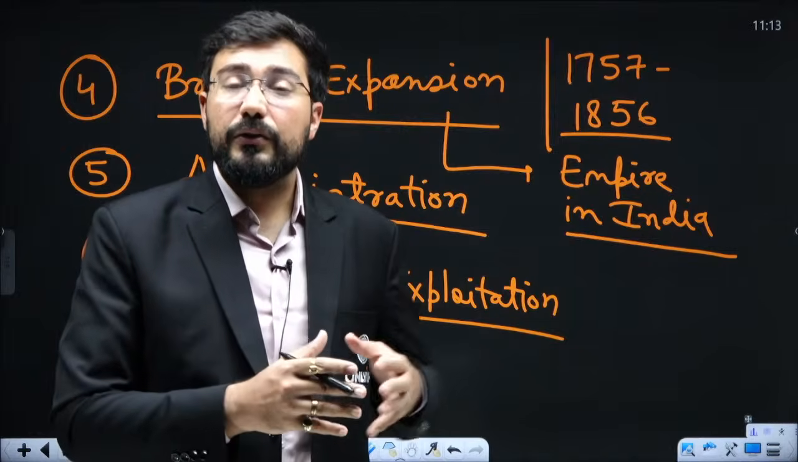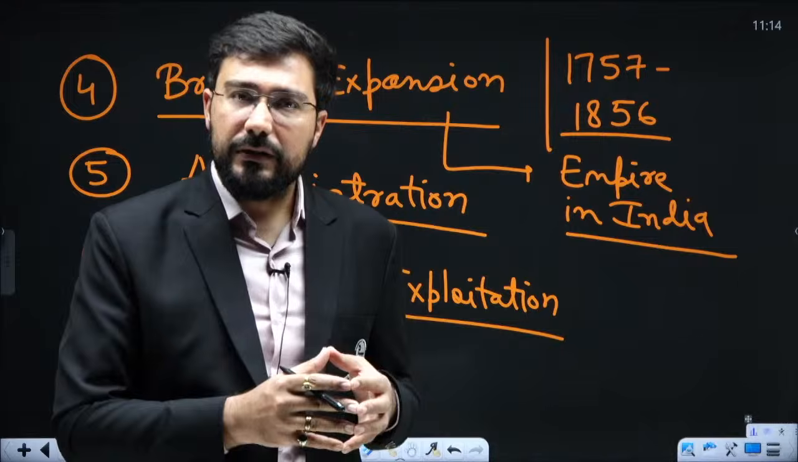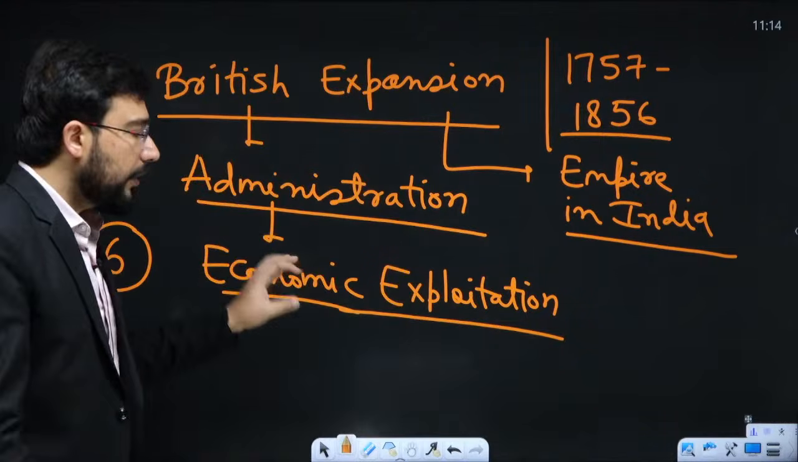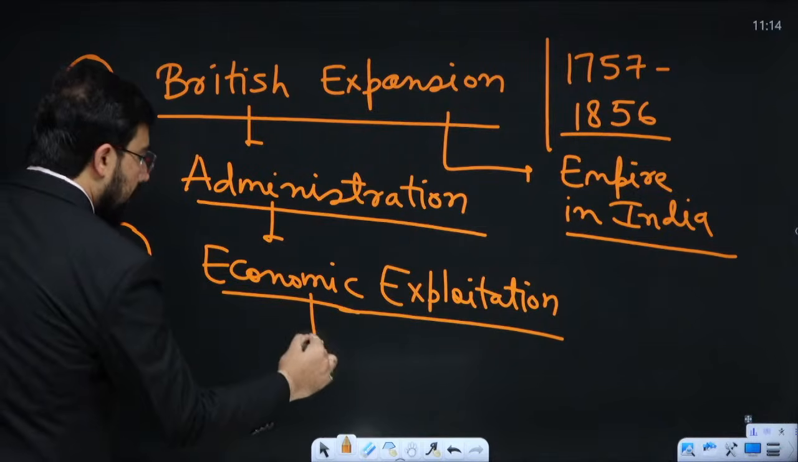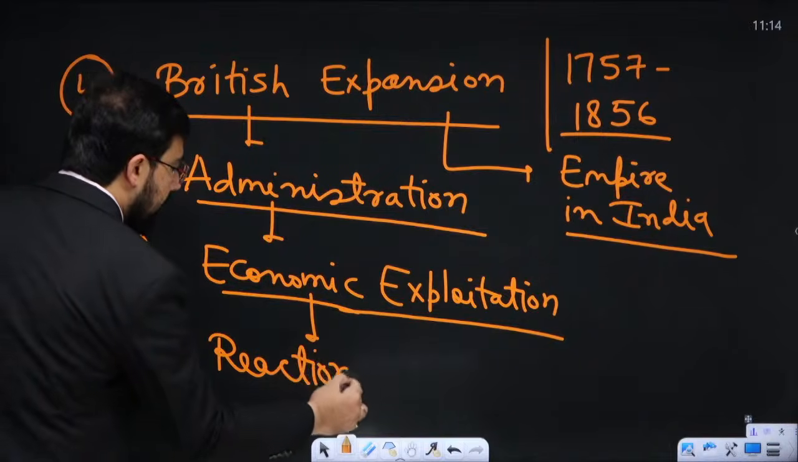Many crops were introduced in India like indigo, opium, etc., which were used by these companies for the sake of their own profit. So India was economically exploited. The moment India was economically exploited, the reaction came from different sections of society.